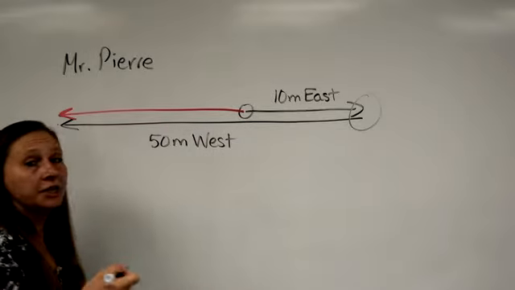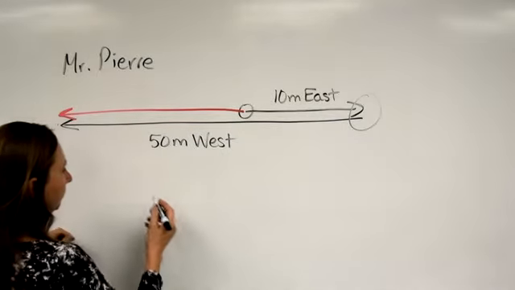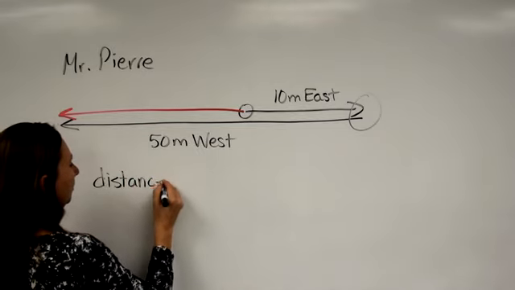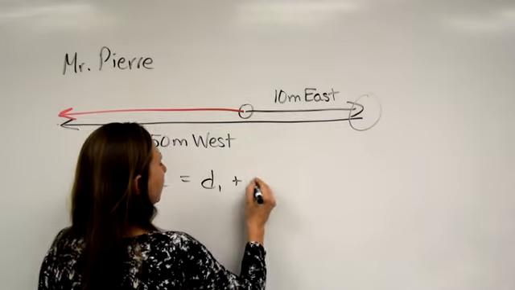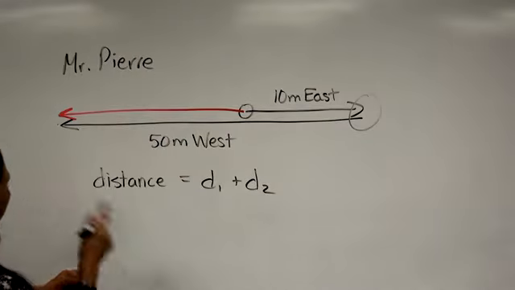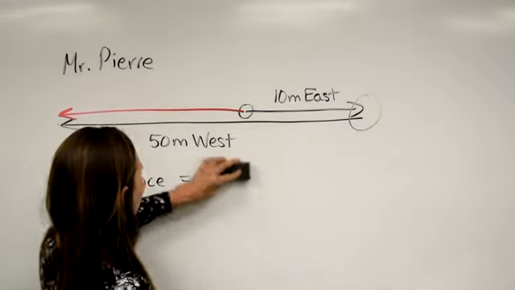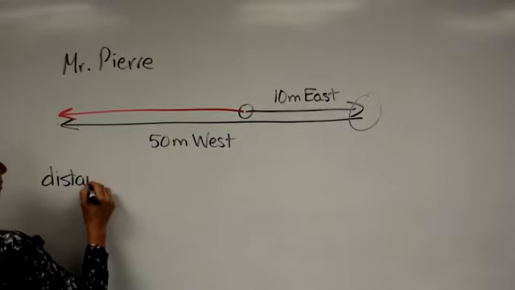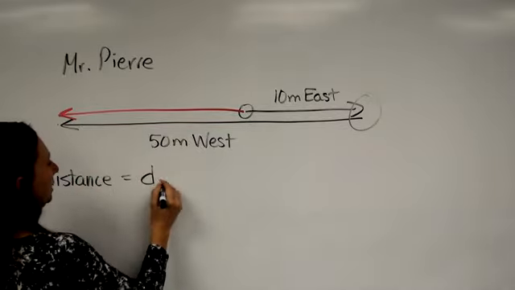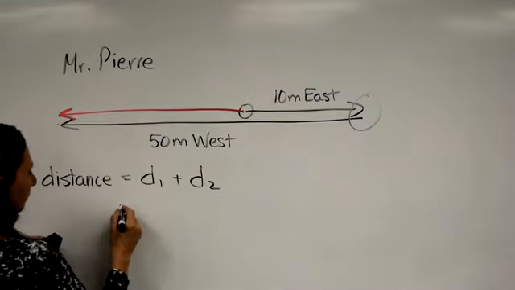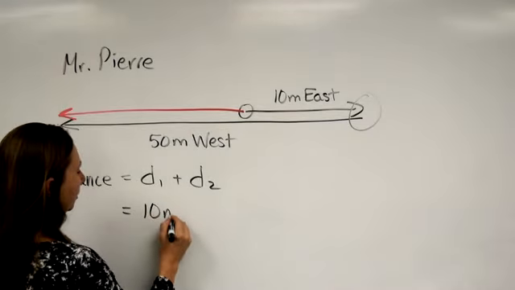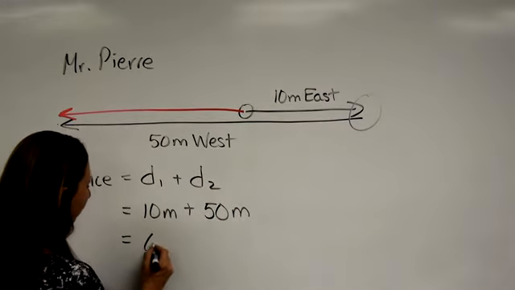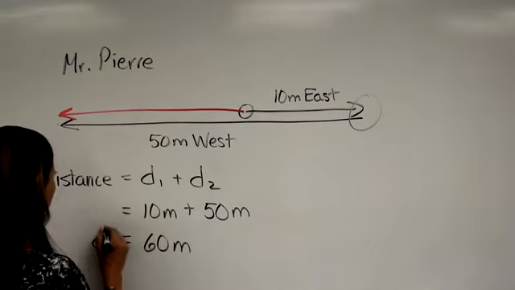Now, the distance that Mr. Pierre covered would be d1 plus d2. I think we're going to move that over just a little bit more. Let's put it over here. The distance that he covered would be d1 plus d2. The distance is 10 meters plus 50 meters. The distance that he covered is 60 meters.